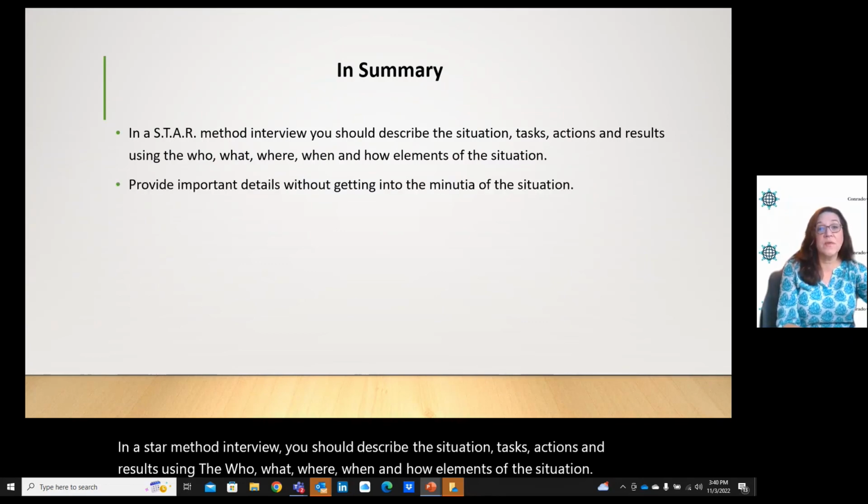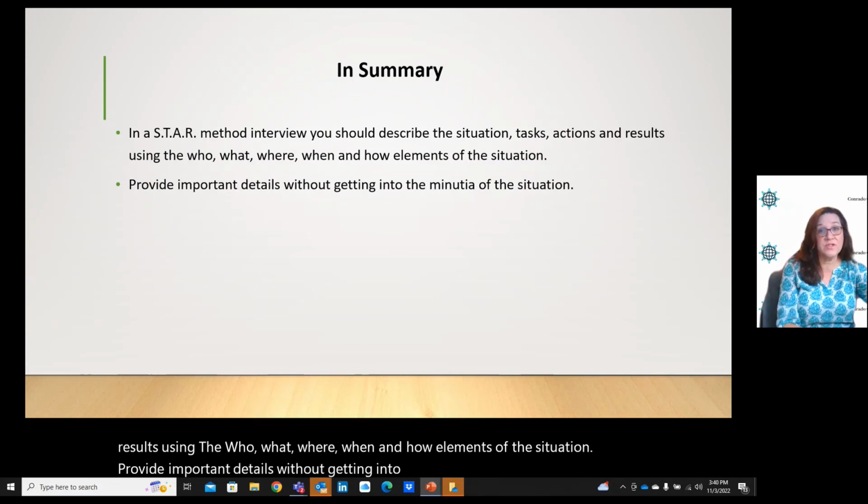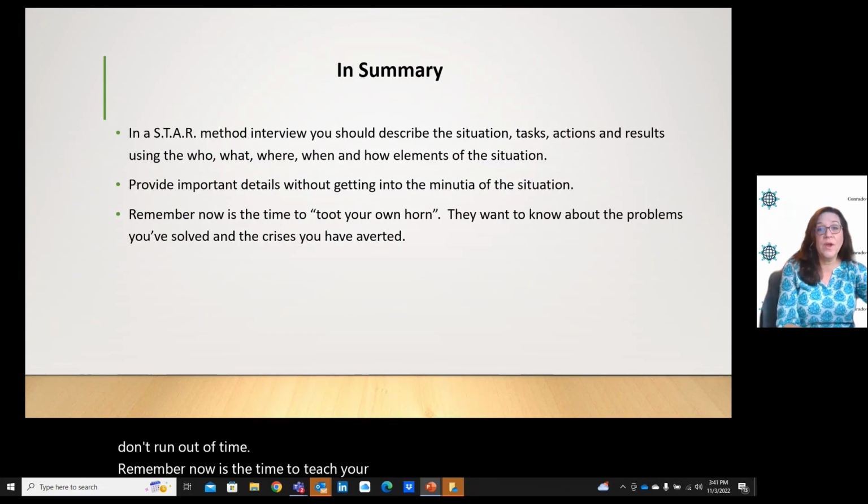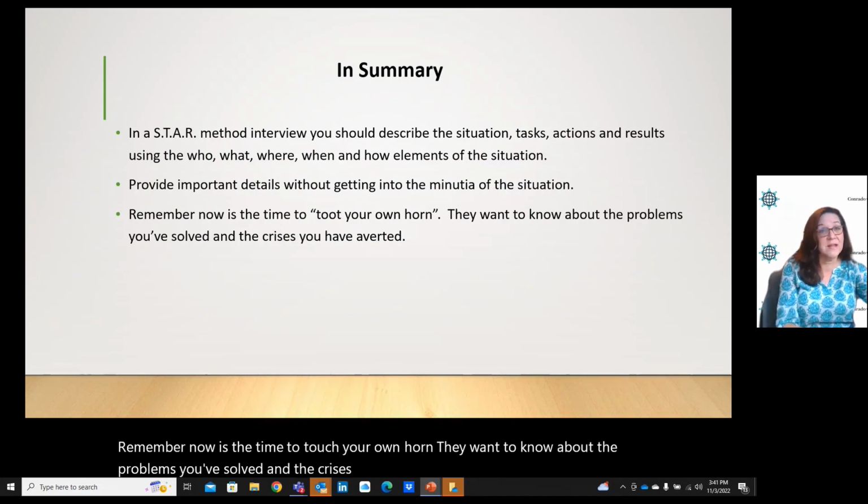Provide important details without getting into the minutia of the situation. So remember to try to keep your answers to 1 or 2 minutes at the most so you don't run out of time. Remember, now is the time to toot your own horn. They want to know about the problems you've solved and the crises you've averted. It's not bragging when it's true. The way they're going to know how awesome you are is if you tell them.